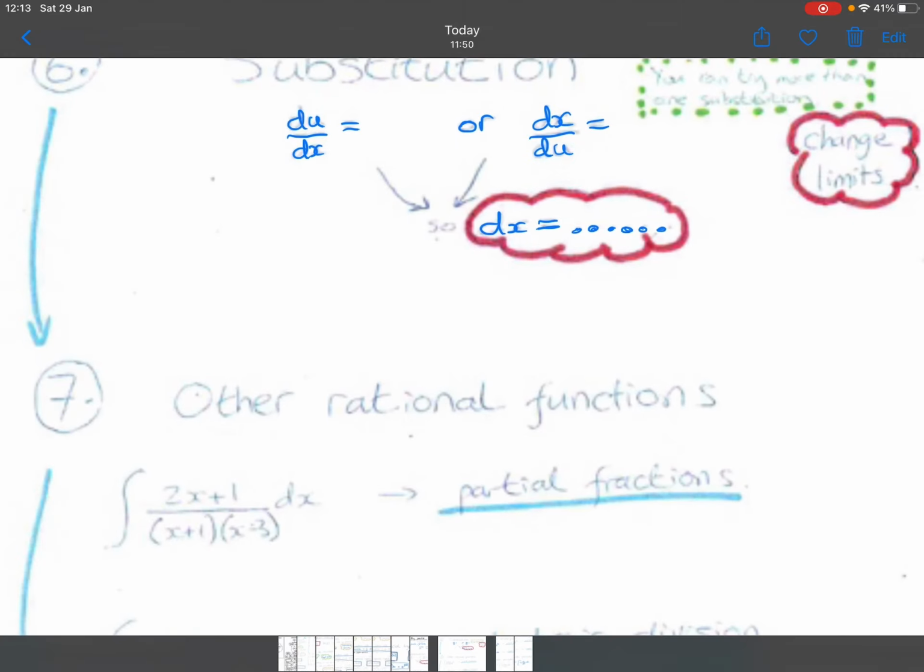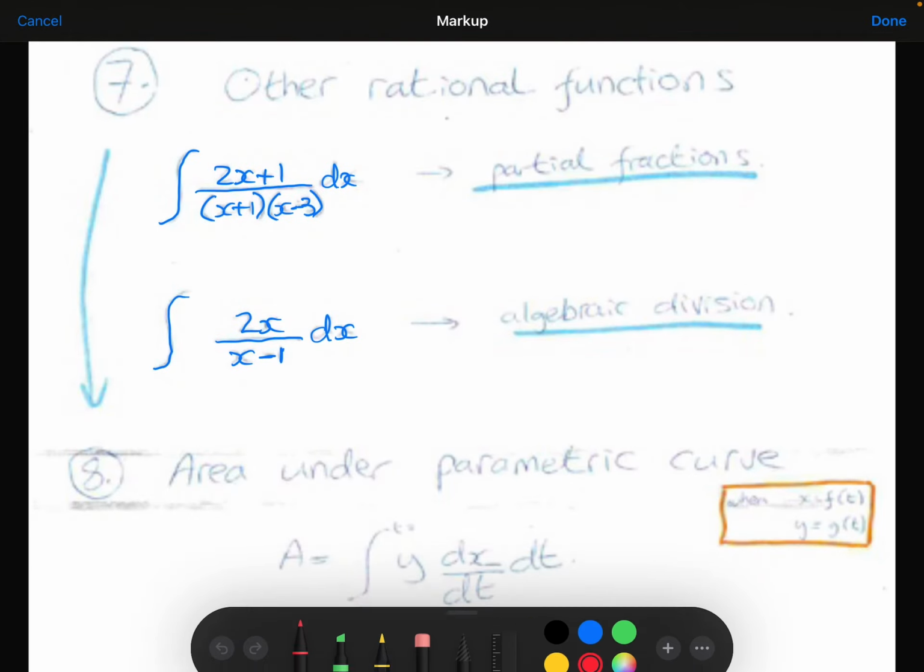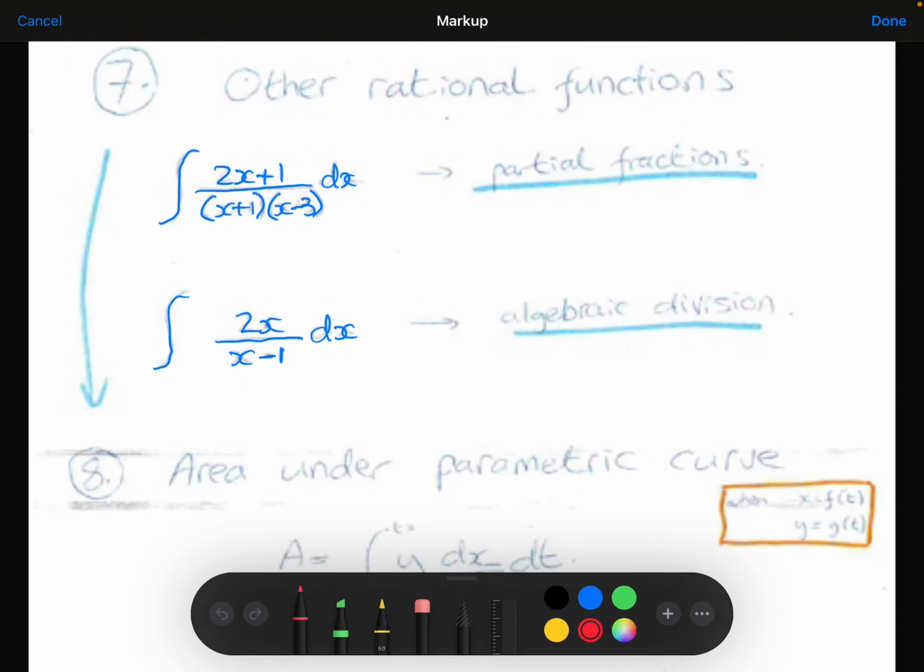Other things to think about. If you have a rational function, so one function over another function, if you have a division, well, we can use partial fractions. For example, in this case here, I could rewrite my 2x plus 1 over x plus 1 times x plus 3 in this form, work out my A and B, and then integrate each of those separately with a logarithm.